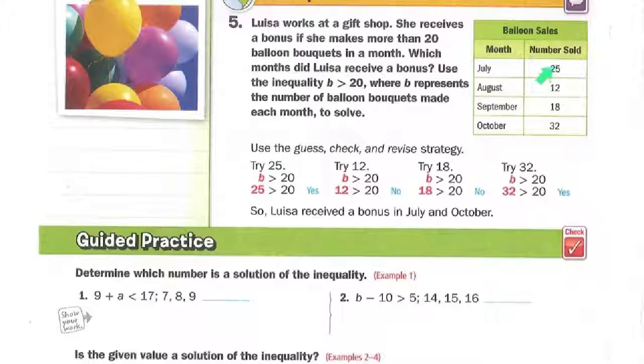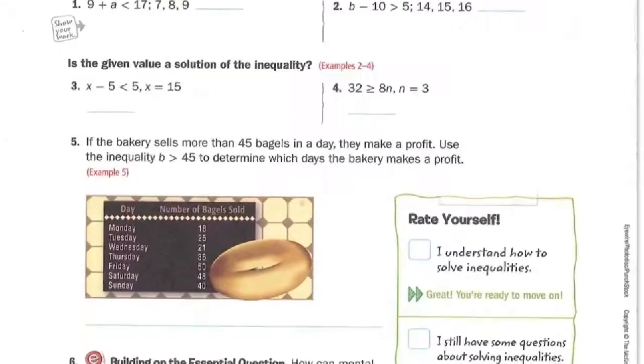So here, 25. Is 25 greater than 20? Yes. Is 12 greater than 20? No. Is 18 greater than 20? No. Is 32 greater than 20? Yes. So the only months that she made a bonus were October and July. Okay? All right. It is your turn now.